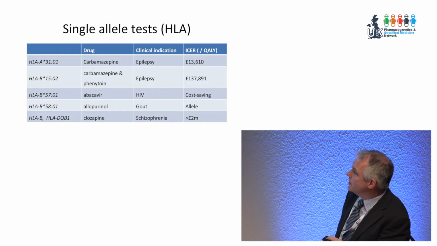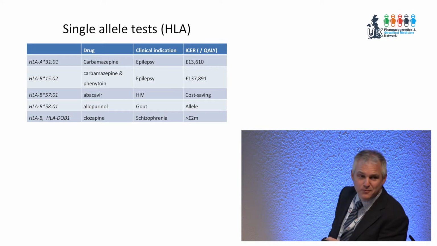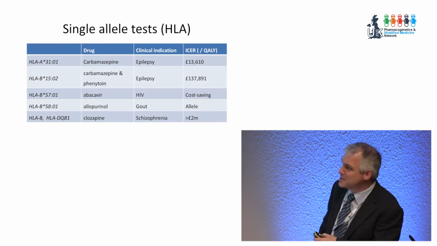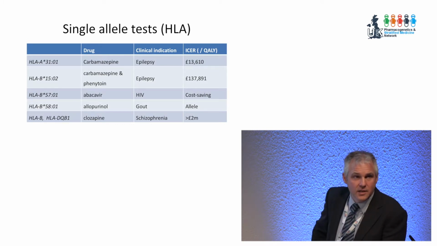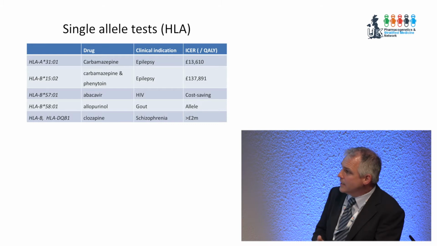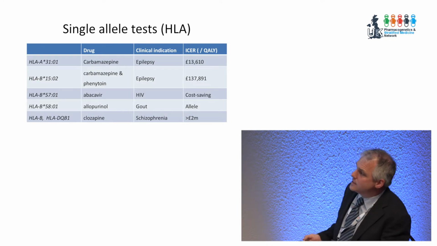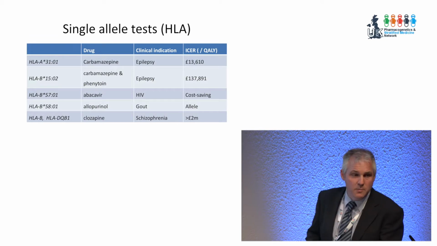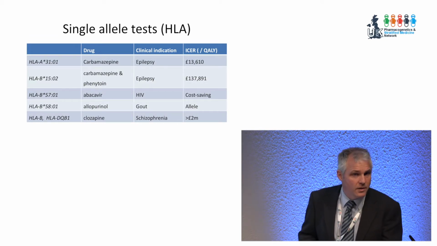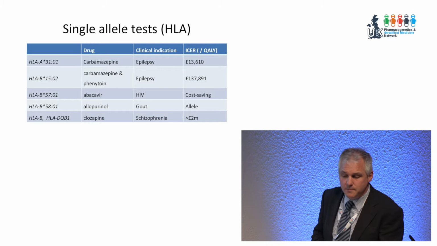This is, I'm sorry, my typographical error here. That should be about £48,000 per QALY. It's not deemed to be cost-effective to test routinely in patients presenting with gout, wanting to initiate on allopurinol. And similarly, and to a greater extent, testing in the context of patients with clozapine, with the HLA genes, is in excess of £2 million per QALY. So it would not be cost-effective to test routinely.